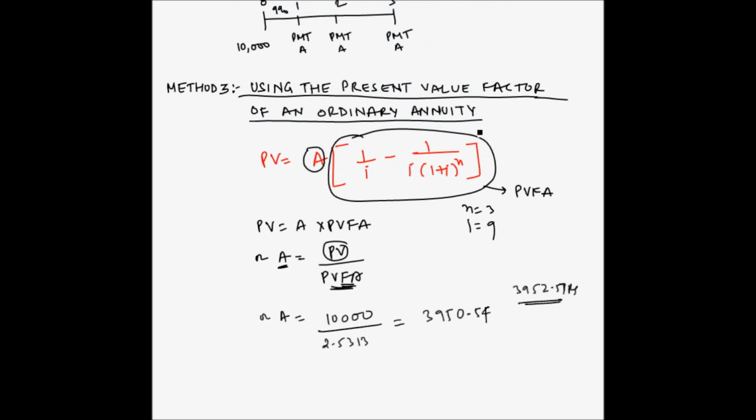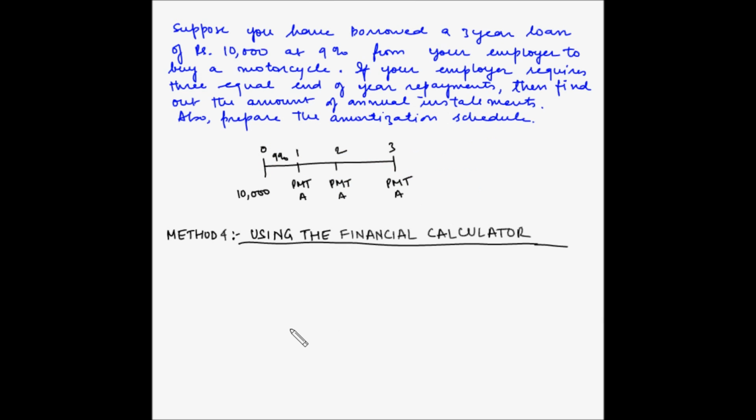Now let's move to the fourth method, which is to use the financial calculator. Now in order to use the financial calculator, we need to take care of 5 main buttons. First one is N, which is the number of periods. In our case it is 3. Next is I, which is the rate of interest. In our case it is 9%.